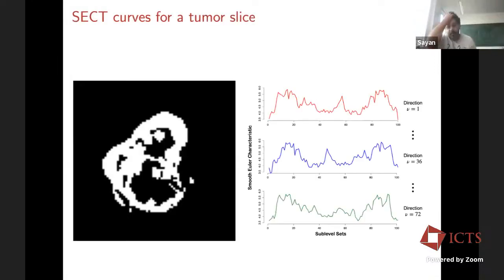Okay. So for the topological features, we have a bunch of slices of the MRI data. And then what we do is we take a slice and we take a direction and we sweep through it and we look at what the smoothed Euler characteristic transform looks like. And so this is what you're looking at for one slice. And then we do this across all of the slices. So these are stacked in 3D and we're sweeping through them.